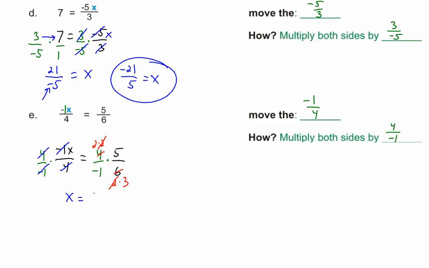All right, 2 times 5 is 10 on the top, and negative 1 times 3 is a negative 3. And do we leave our negative in the bottom? Remember on the last problem we just learned to go ahead and put our negative in the top for the best final answer. X equals negative 10/3. All right? That's the idea.